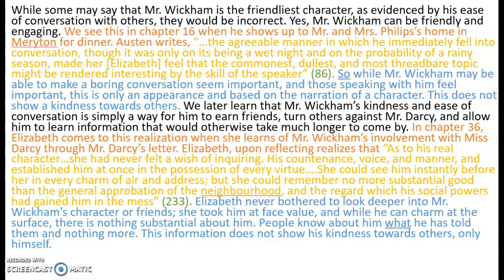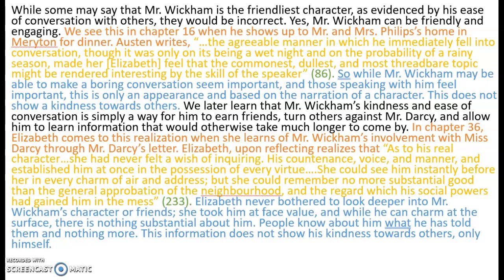We later learn that Mr. Wickham's kindness and ease of conversation is simply a way for him to earn friends, turn others against Mr. Darcy, and allow him to learn information that would otherwise take much longer to come by. So in chapter 36, Elizabeth comes to this realization when she learns of Mr. Wickham's involvement with Miss Darcy through Mr. Darcy's letter. Elizabeth, upon reflection, realizes as to his being Mr. Wickham, his real character, she had never felt a wish of inquiring.